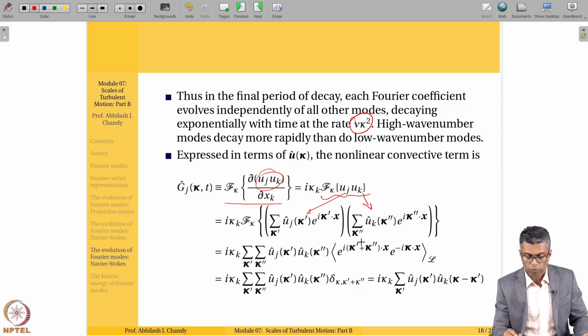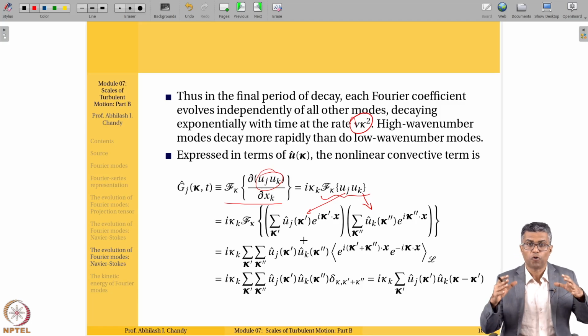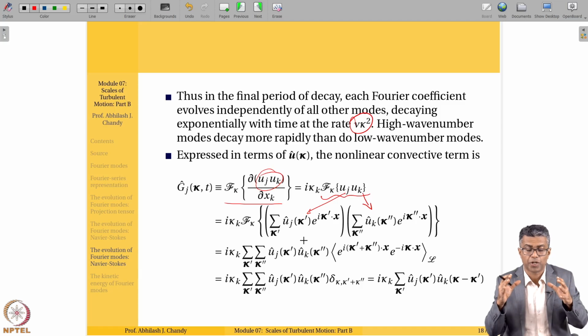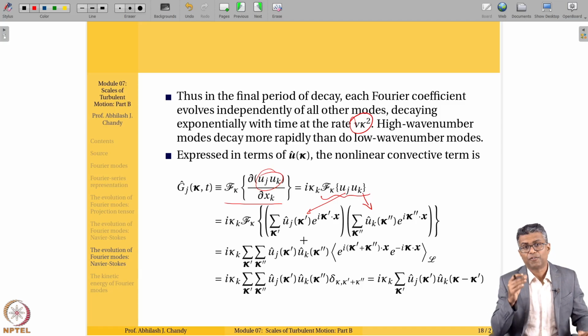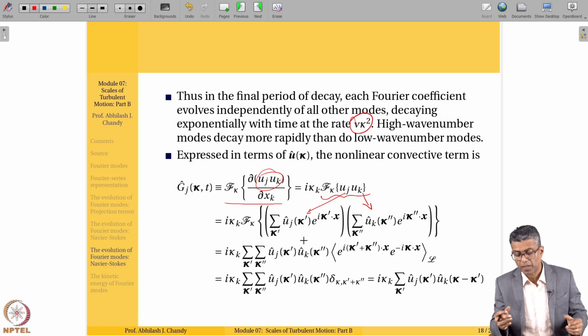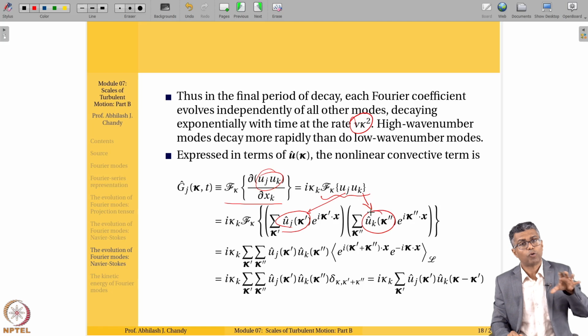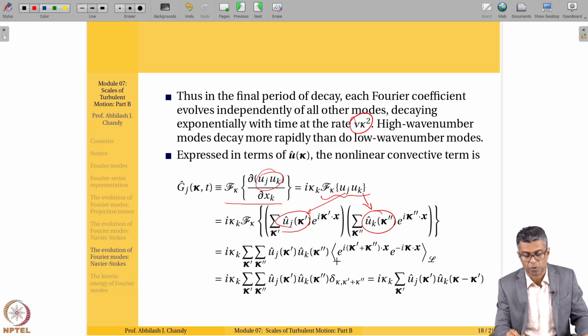Alright, now since I'm taking a Fourier transform of this, the Fourier transform operator can be written as the volume average. If a Fourier transform operator is applied over a function, it is the equivalent of the volume average, by definition, over that entire cube. And the volume average is in physical space. Since these two are not in physical space, they can come out of the volume average.